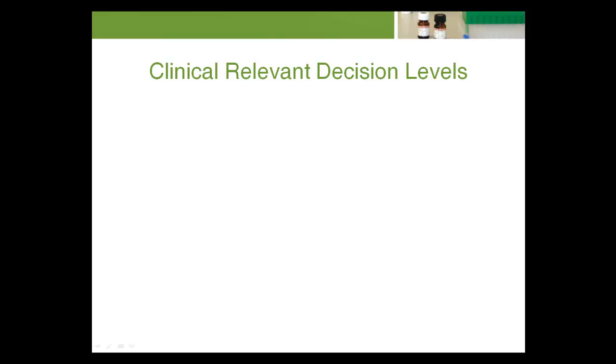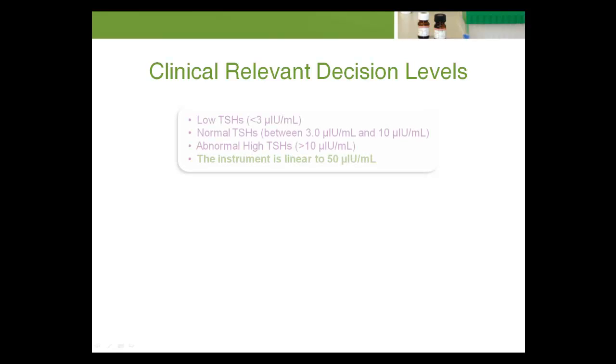This aspect of quality control products is important. It requires the laboratory to compare the relevant clinical levels for each test to those provided in the quality control product. For example, the laboratory objective is to purchase a tri-level quality control that will allow the lab to control the method curve for low TSHs, normal TSHs, and abnormal high TSHs.